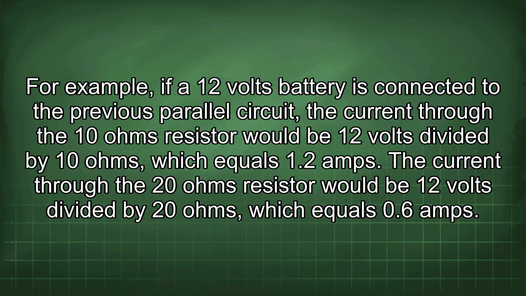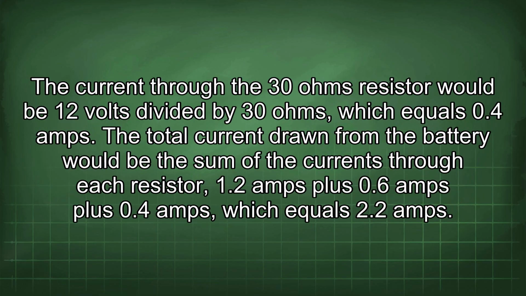The current through the 20 ohms resistor would be 12 volts divided by 20 ohms, which equals 0.6 amps. The current through the 30 ohms resistor would be 12 volts divided by 30 ohms, which equals 0.4 amps. The total current drawn from the battery would be the sum of the currents through each resistor, 1.2 amps plus 0.6 amps plus 0.4 amps, which equals 2.2 amps.